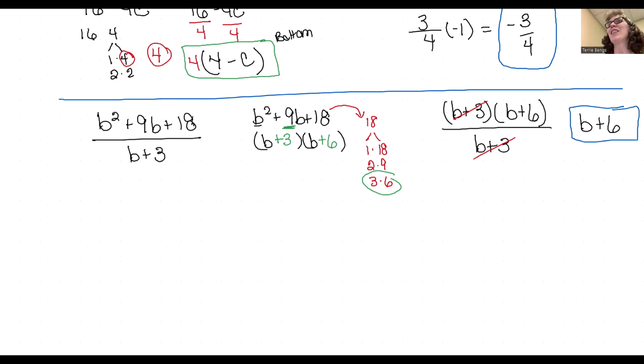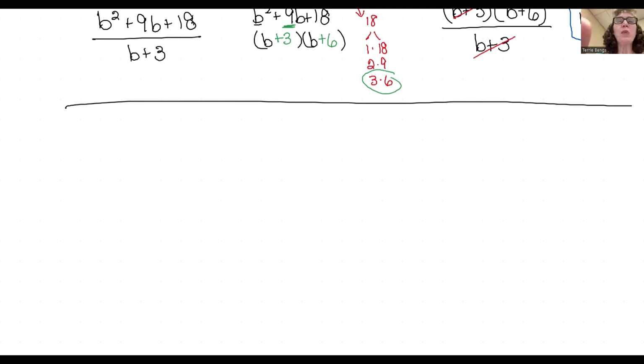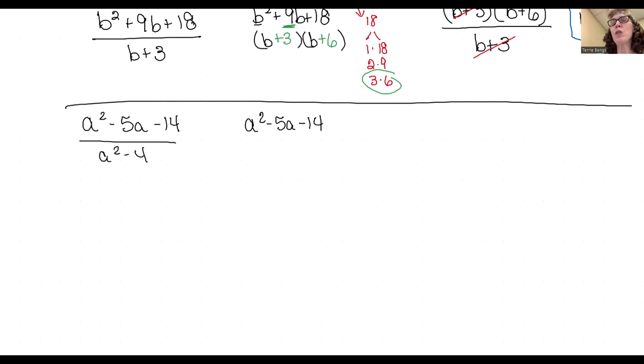Okay, we're going to do one more here. So let's divide our page again, just so we know where we're dividing at. All right, so let's look at this last one here. We've got a squared minus 5a minus 14 all over a squared minus 4. So we always start with our top one. So we're going to write it down, a squared minus 5a minus 14. And we're going to factor it. We have a trinomial. Perfect.